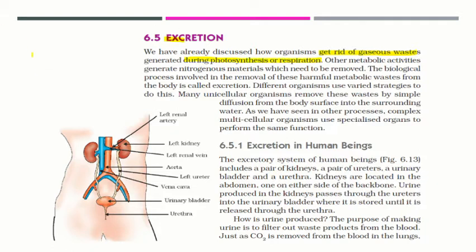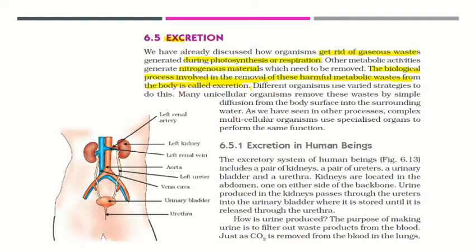Other metabolic activities generate nitrogenous material. Now we will see the word nitrogenous materials, which need to be removed. The biological process involved in the removal of these harmful metabolic wastes from the body is called excretion. So the best definition from the NCERT is: the biological process involved in the removal of harmful metabolic waste from the body is called excretion. Whenever the question comes, define excretion, just write this best definition.